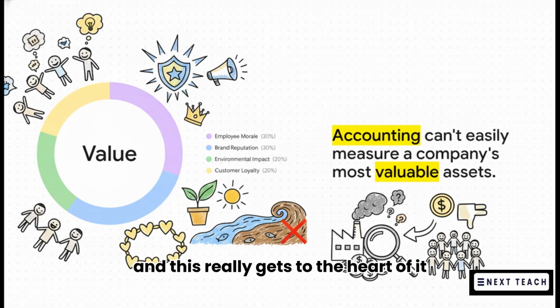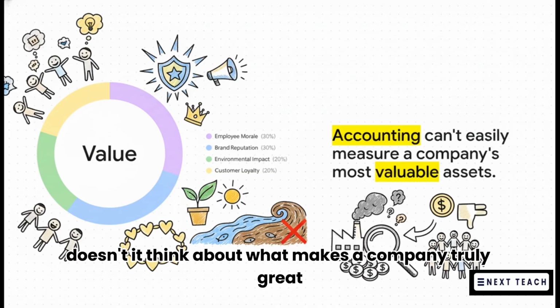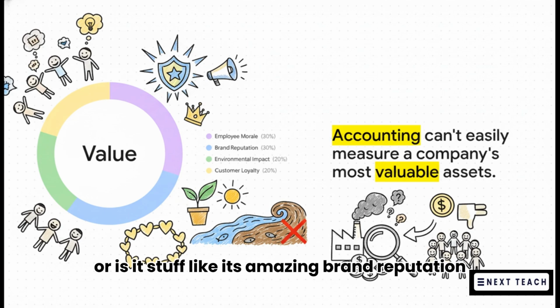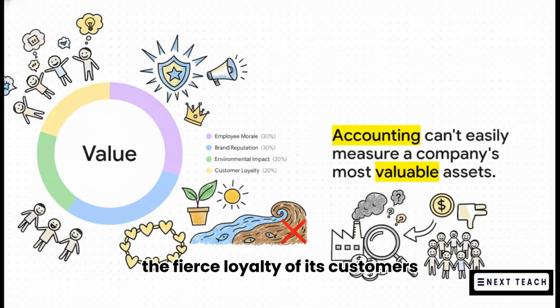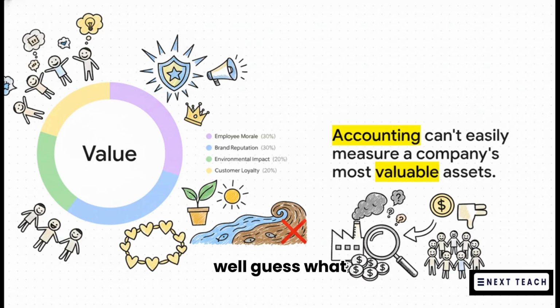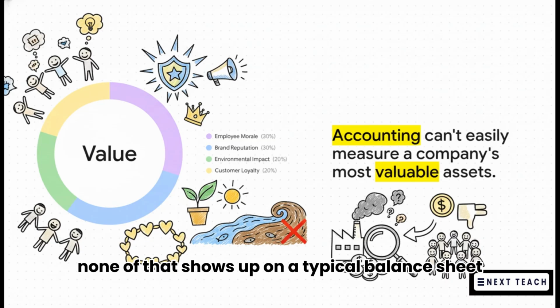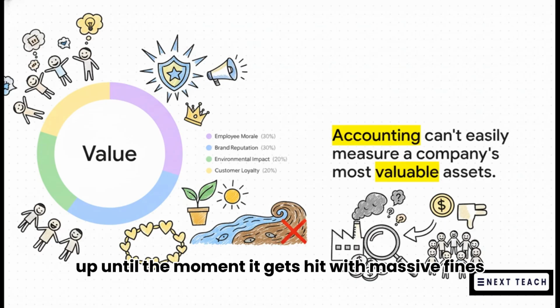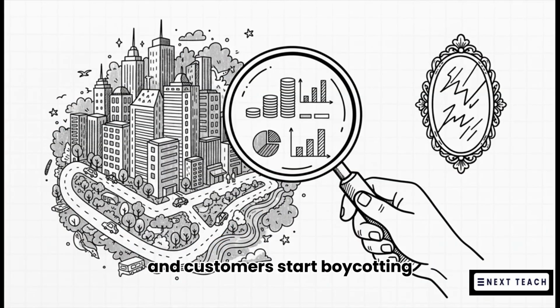And this really gets to the heart of it, doesn't it? Think about what makes a company truly great. Is it just the cash it has in the bank? Or is it stuff like its amazing brand reputation, the fierce loyalty of its customers, the incredible morale and creativity of its employees? Well, guess what? None of that shows up on a typical balance sheet. A factory could be pouring pollution into a river, destroying the local ecosystem, but its financial reports might look fantastic. Right up until the moment it gets hit with massive fines and customers start boycotting.